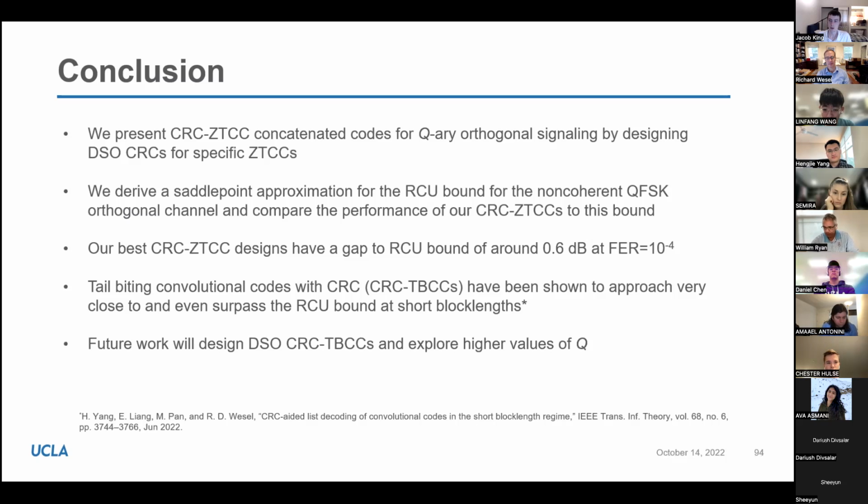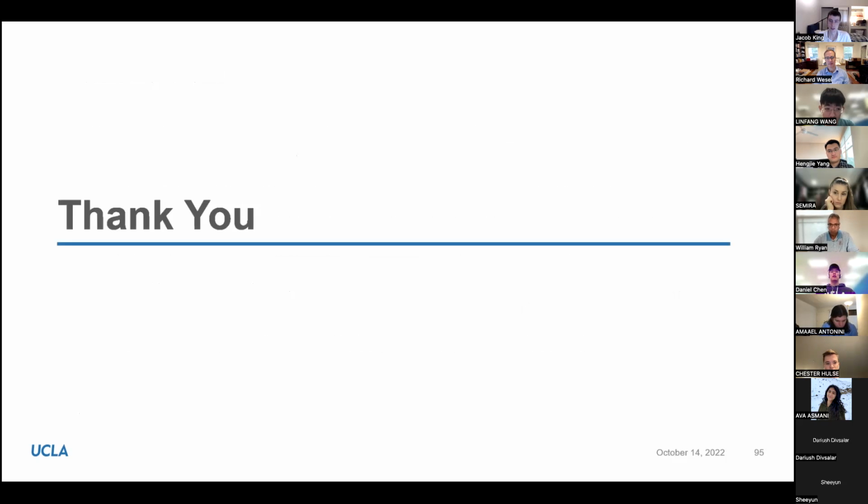Future work will extend the work here to designs of CRC TBCCs and explore higher values of Q.